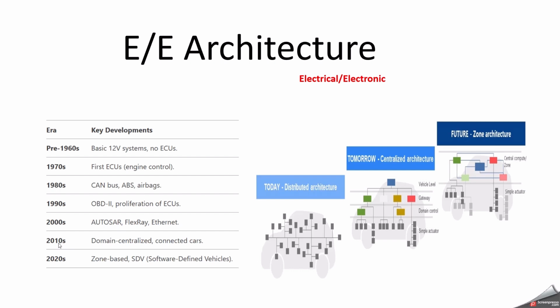In 2010, we started to talk about connected cars. From there, we started to talk about domain centralized architecture as well. From 2020 until today, we are talking about software defined vehicles, because with the advancement of artificial intelligence and cloud computing, everybody is currently talking about software defined vehicles. In this video, we are also going to talk about what architectures we have under E/E and how we can use them.